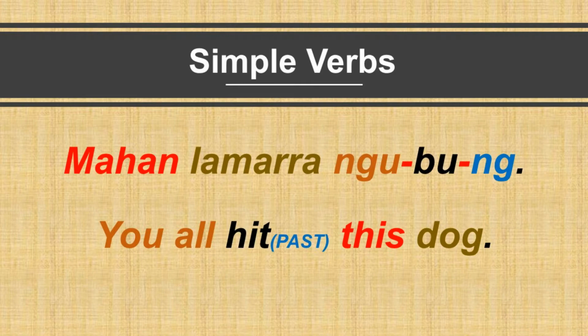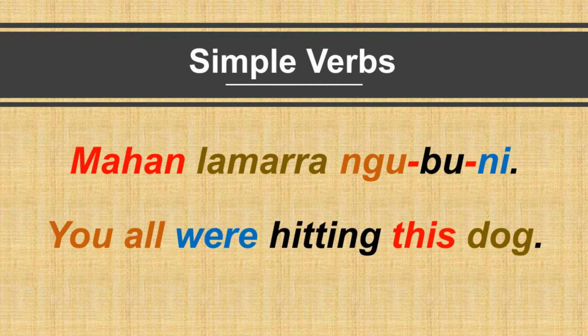We also want to change the object now, because we just want to have some variation here. Ma lamara ngubung. Okay. And let's change the tense back from the past perfective to the simple past. You all were hitting this dog. Ma lamara ngubuni.